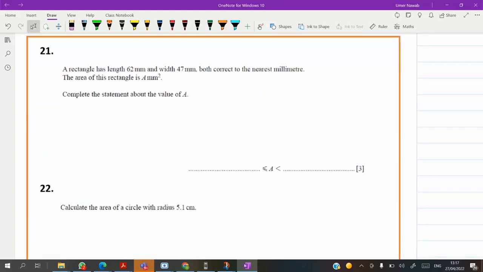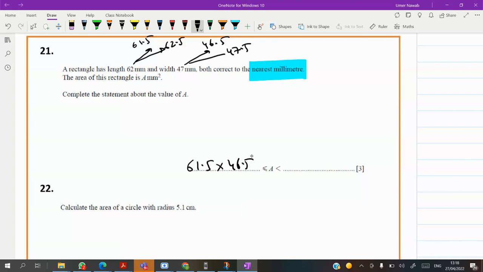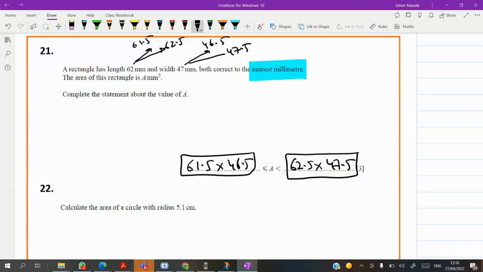We have written the answer. Rectangle: it's written to the nearest millimeter. So lower bounds and upper bounds: 61.5, 62.5, 46.5 to 47.5. Area, we want to find the lower times lower. So 61.5 times 46.5 is the lower area, and the upper area is 62.5 times 47.5. It's the upper area and the lower area.